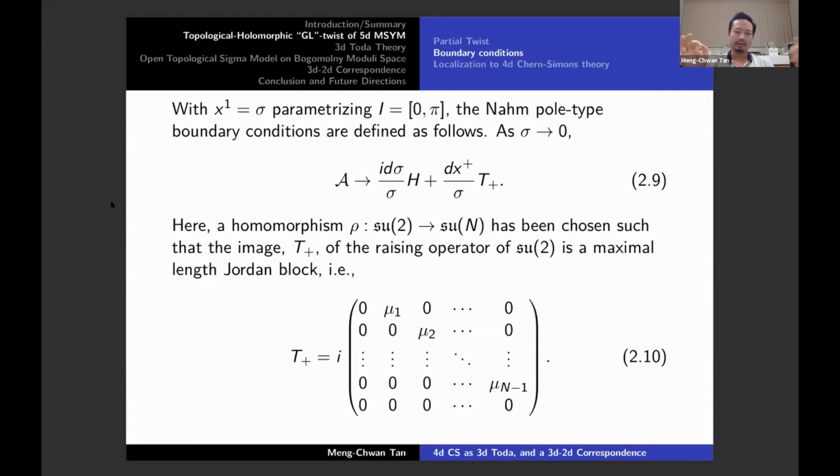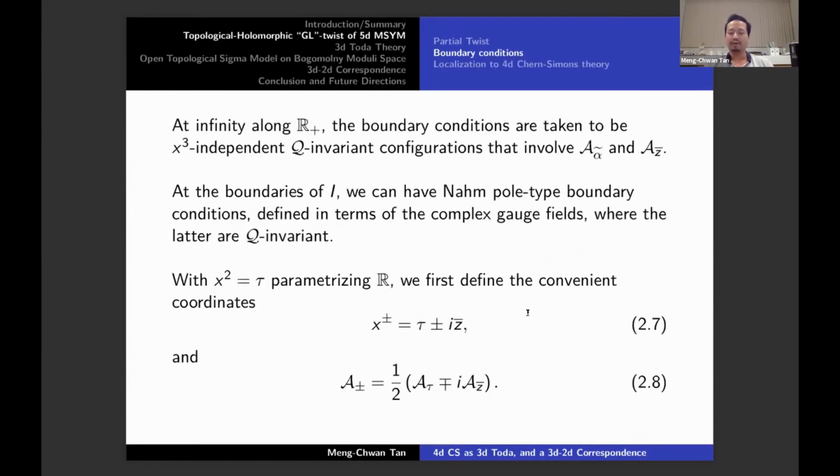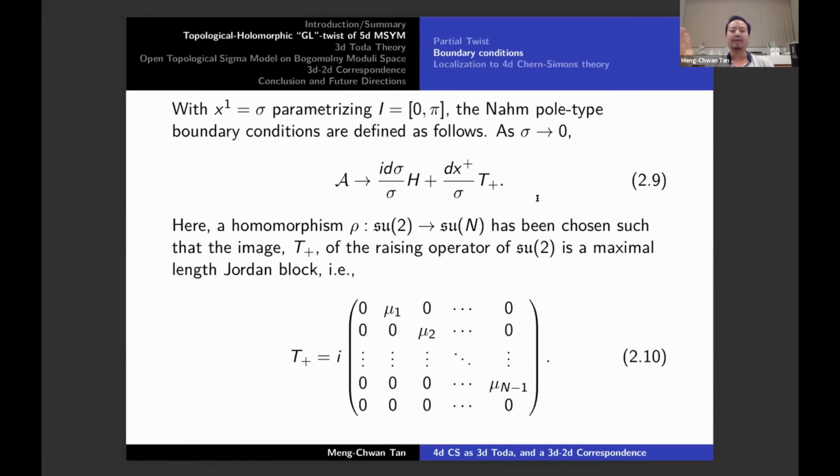As you come to one end of the interval, you have a gauge field that looks like this. Essentially all components of this gauge field vanish except for the sigma component, the x1 component, and the x plus component. So these are the two non-vanishing components if you define a non-pole type boundary condition as you go to the one end of the interval. This H here is just the Cartan matrix of the Lie group, and the T plus here is the following matrix. It's defined as follows.